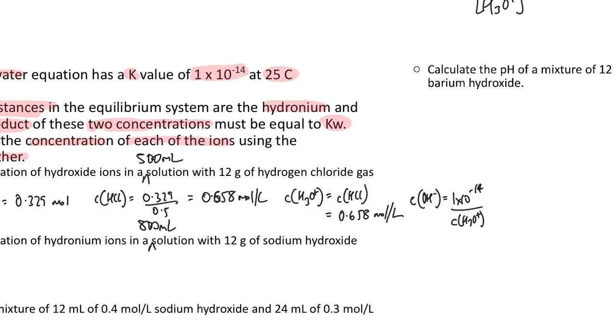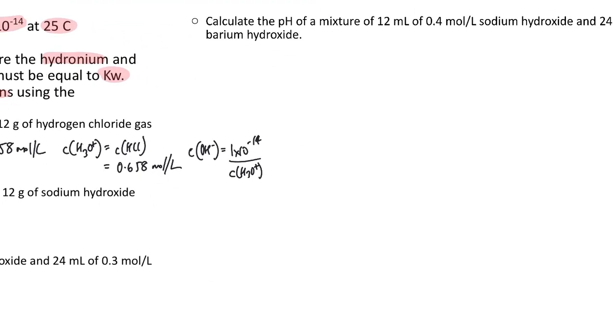That's the idea about rearranging that equation. So now we come back to this. The concentration of OH minus is equal to that over that, which happens to be 1.519 times 10 to the negative 14. That's that one there.